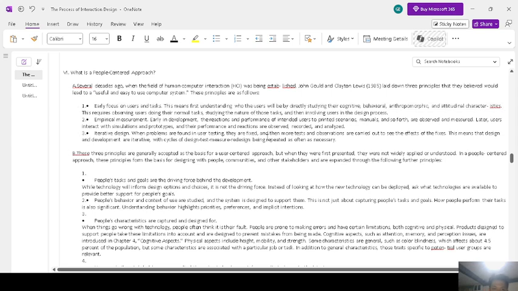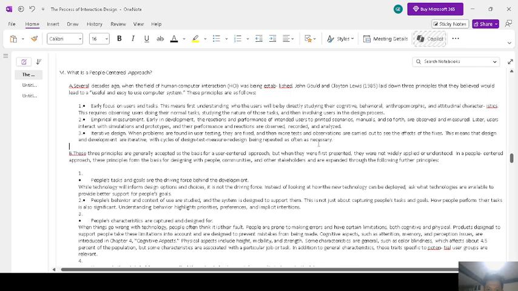Early focus on users and tasks. This means first understanding who the users will be by directly studying their cognitive, behavioral, anthropomorphic, and attitudinal characteristics. This requires observing users doing the normal tasks, studying the nature of those tasks, and then involving users in the design process. So you focus on users and the tasks that they are doing by observing it, the normal task or most useful task, studying the nature of those tasks, and then involving users in the design process.